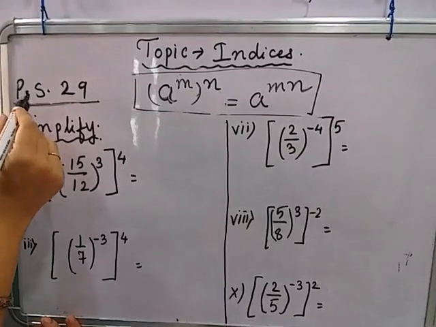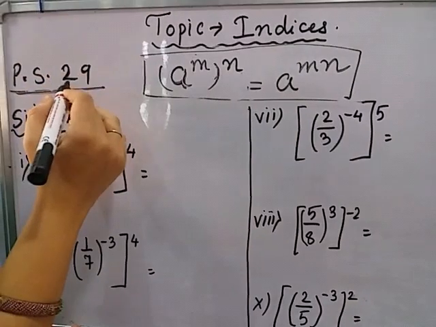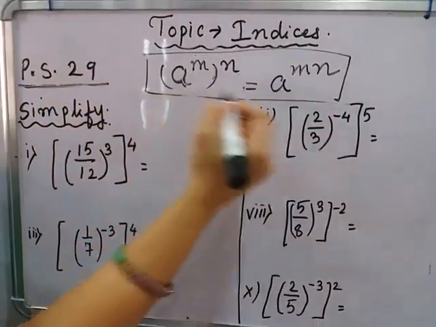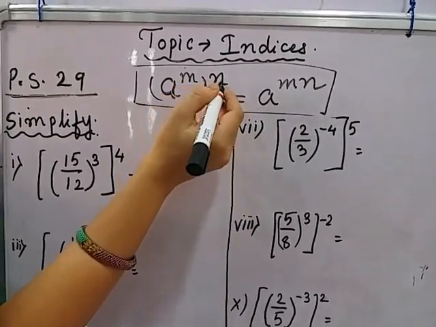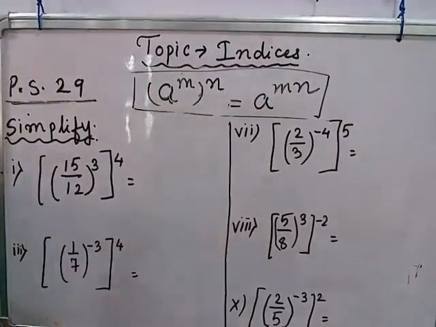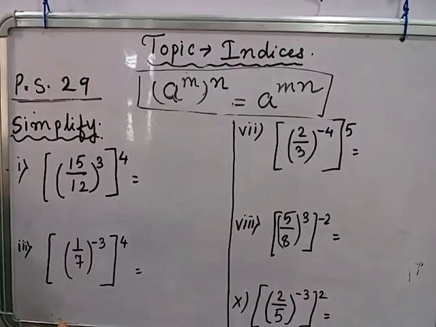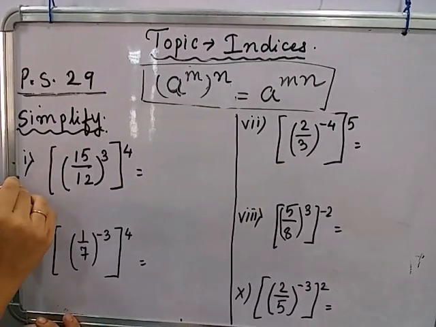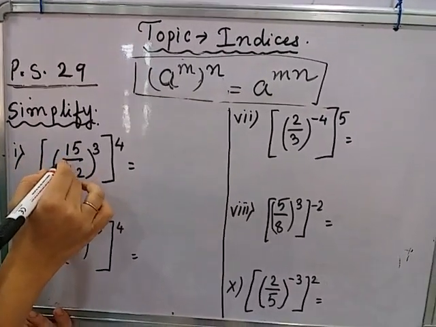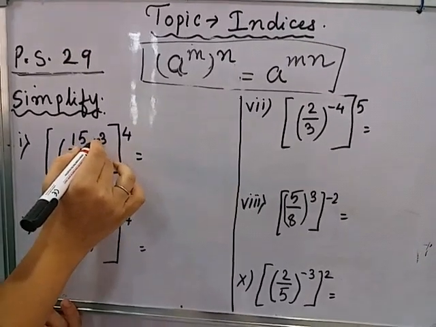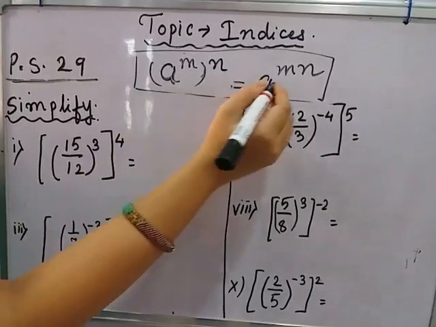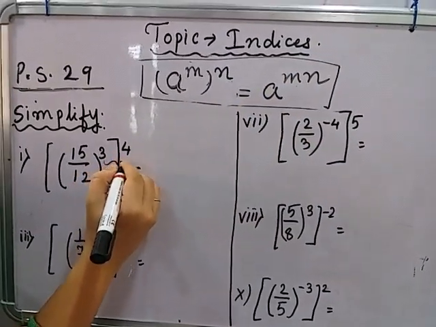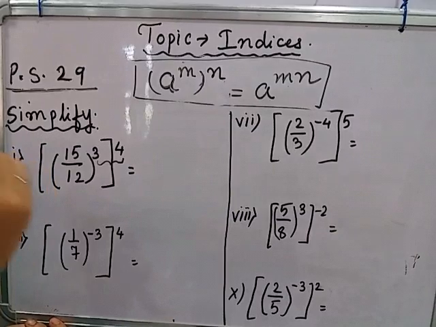So student, let's start with practice set 29. So practice set 29 is based on this particular law of indices, where there is only one base and two indices, and those two indices we are going to multiply. Okay, so let's take the first question, that is simplify. If you see how to read the number, 15 upon 12 raised to 3, it is in one bracket, and outside the bracket another index, that is 4. So according to the law of indices, we are going to multiply these two indices.